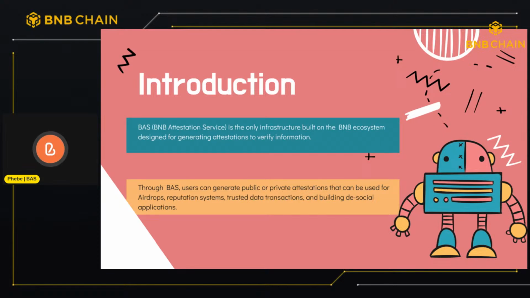The BNB Attestation Service is the first and only pioneering infrastructure in the BNB ecosystem designed to create attestations that verify information. With BAS, users can generate attestations, either public or private, for airdrops, reputation systems, trusted data transactions, real-world applications, and so on. Blockchain's greatest strength lies in standardizing asset issuance. Our goal is to bridge Web2 and Web3 by unifying data standards for Web3 applications, all powered by BNB Chain for sure.